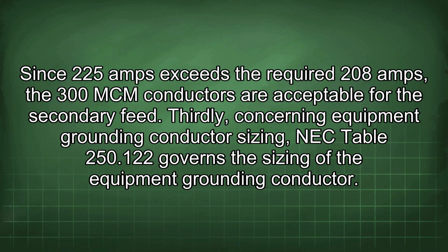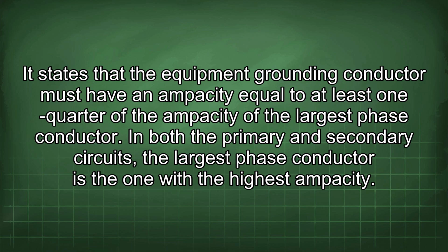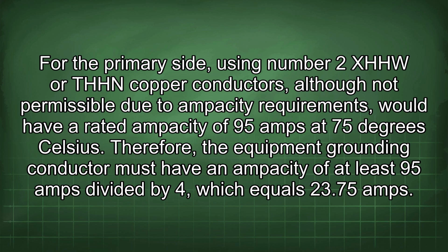Thirdly, concerning equipment grounding conductor sizing, NEC Table 250.122 governs the sizing of the equipment grounding conductor. It states that the equipment grounding conductor must have an ampacity equal to at least 1/4 of the ampacity of the largest phase conductor. In both the primary and secondary circuits, the largest phase conductor is the one with the highest ampacity. For the primary side, using number 2 XHHW or THHN copper conductors, although not permissible due to ampacity requirements, would have a rated ampacity of 95 amps at 75 degrees Celsius.